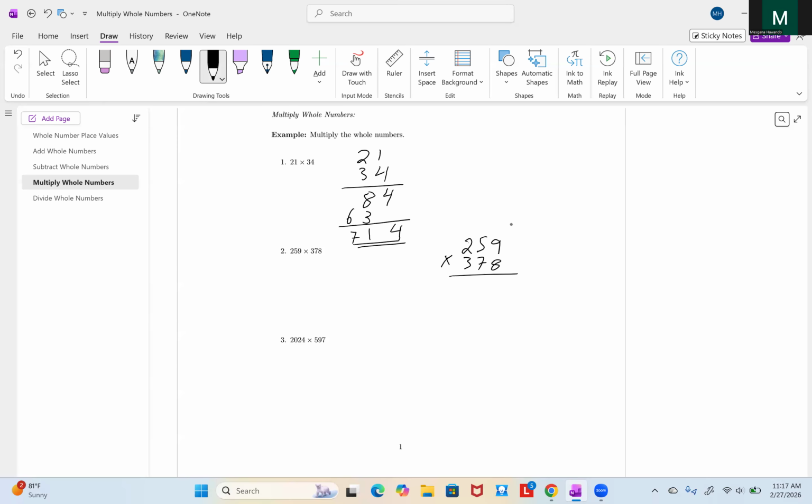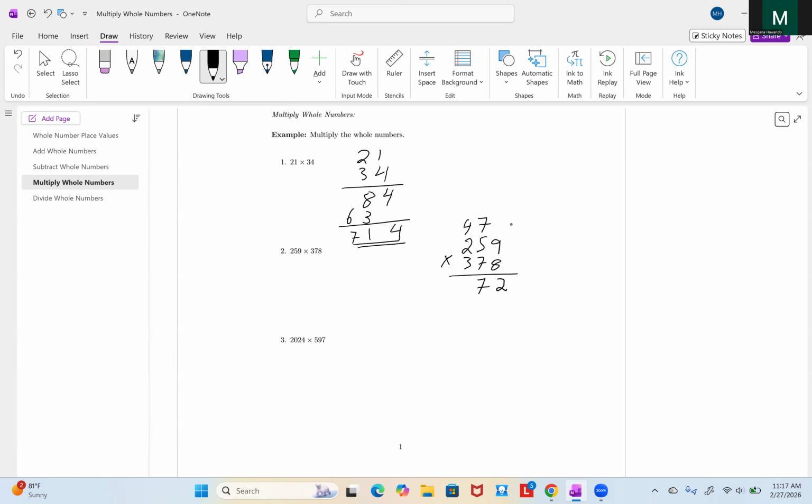So here we have 8 times 9 is 72. Write the 2, carry over the 7. 8 times 5 is 40, and then add the number that we carried over, which is 7. So 40 plus 7 is 47. Write down the 7, carry over the 4.